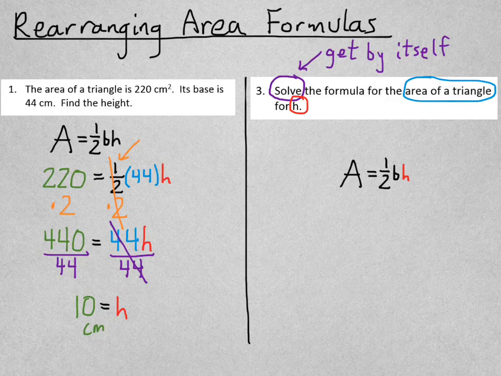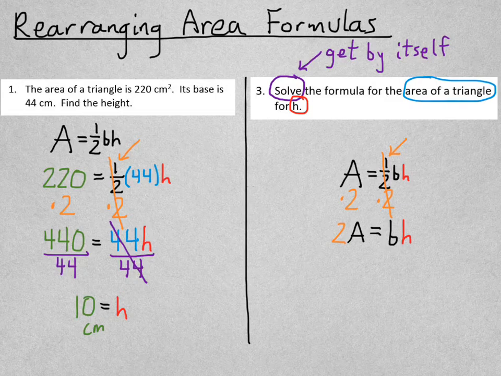The opposite of multiplying by 1/2 would be multiplying by 2. So I can multiply both sides by 2. Notice we did the same thing in question number 1. Okay, so those cancel, and I have just bh on the right side. Now, how do I write A times 2? Well, because I don't have an actual number to multiply by, we'll just write it 2A, just kind of like 2x. It means the same thing as 2 times A.